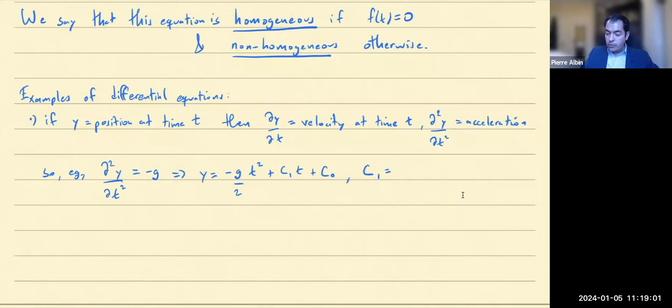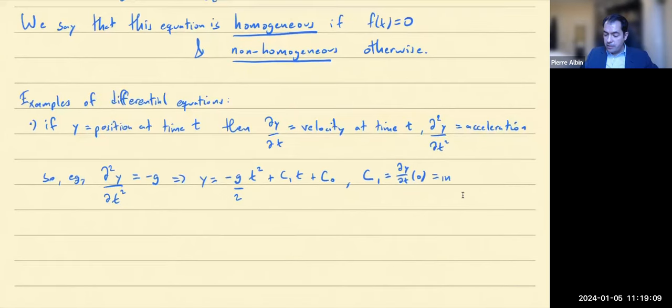And then you can find the constants, or you can find meaning for the constants. C1, you could interpret, because it is dy dt at time 0, this is just the initial velocity. C0 is y at t equal to 0, this is just the initial height.